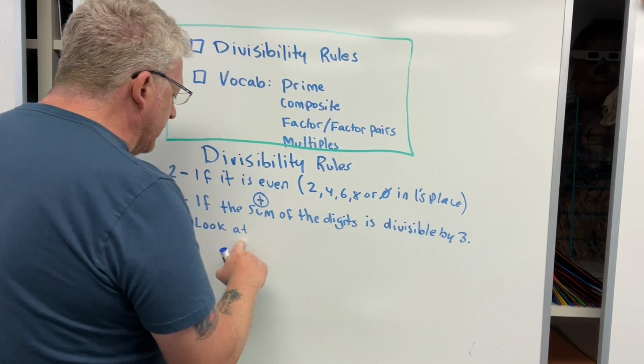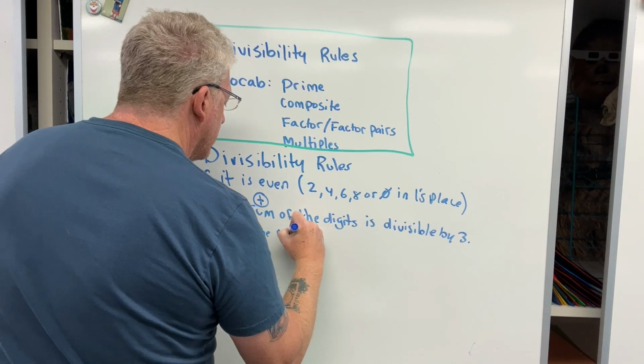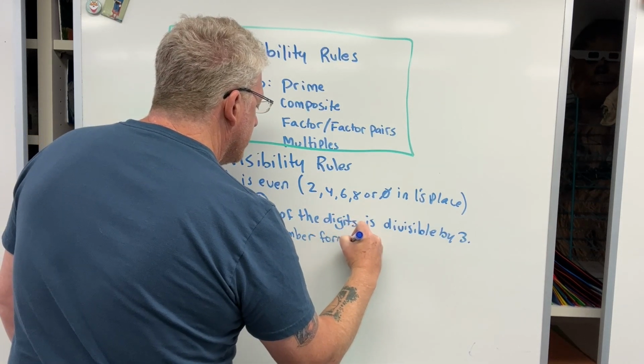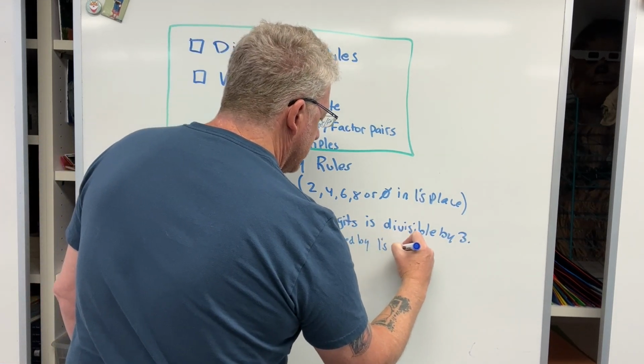So for the divisibility rule for 4, look at the number formed by the ones and tens place.